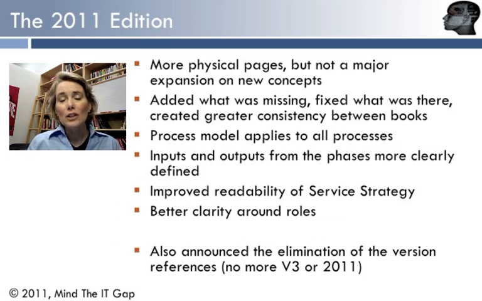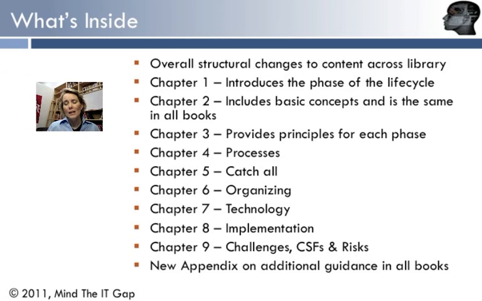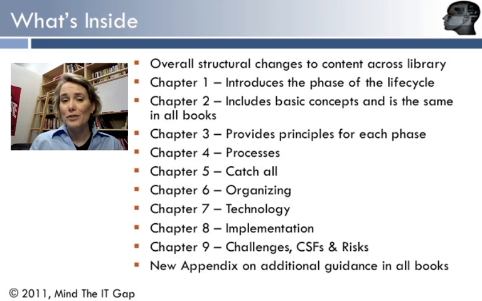If you take a look comprehensively at the books, there's about 200 more pages in strategy, 100 in each in design, transition, and operations, and a little less in CSI. That's not necessarily new content, that's improving existing content. Other than that, the books fairly much remain the same. In fact, you can go in and most of the language, the core portion of the books, is the same.